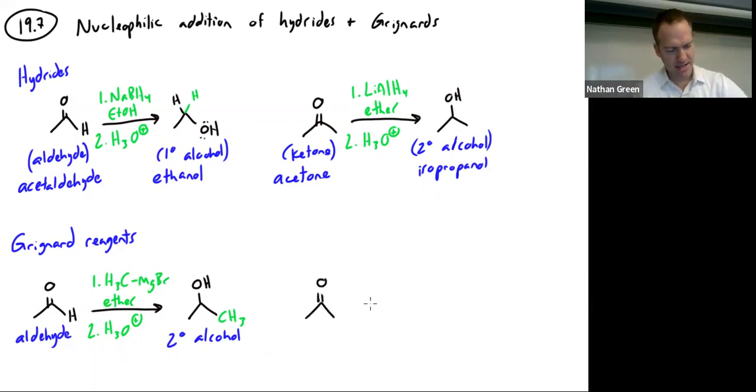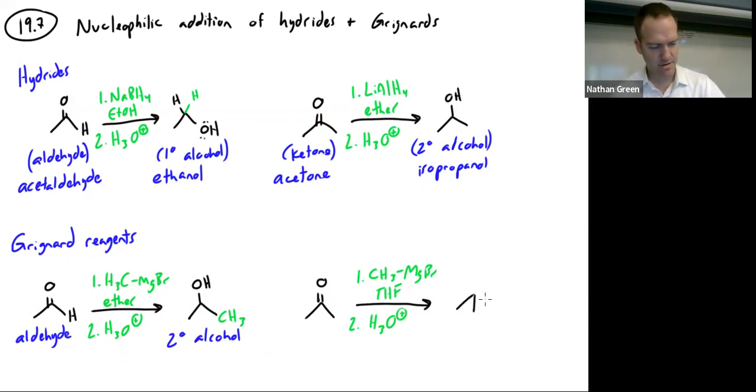What's the product of acetone with methyl Grignard? A tertiary alcohol. Which one, Aiden? What is it? Isobutanol? Let's draw it out. So add another carbon to that. We turned a ketone into a tertiary alcohol.